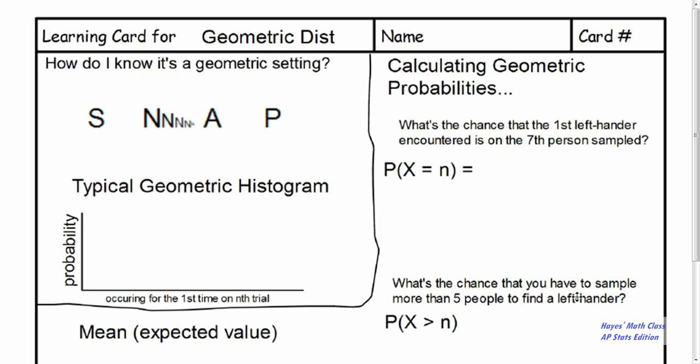Mr. Hayes. We are now into card 2.3, or 2-3, I suppose. If you're doing this in future years, you might be confused by that. I'm sorry. Just look at the title.